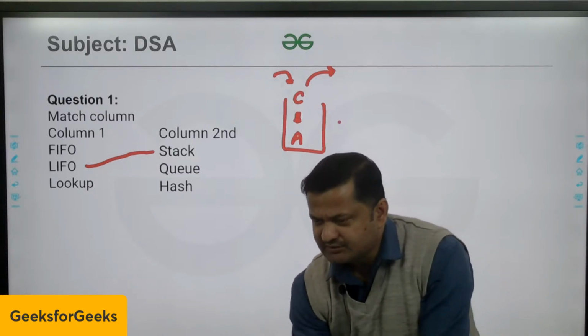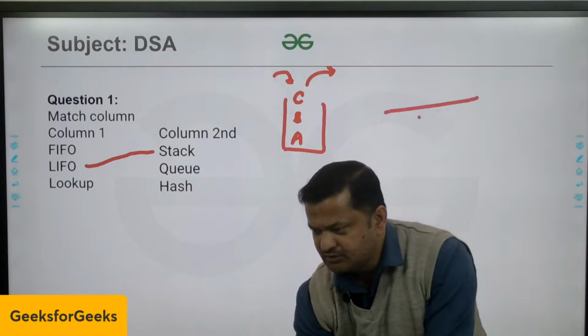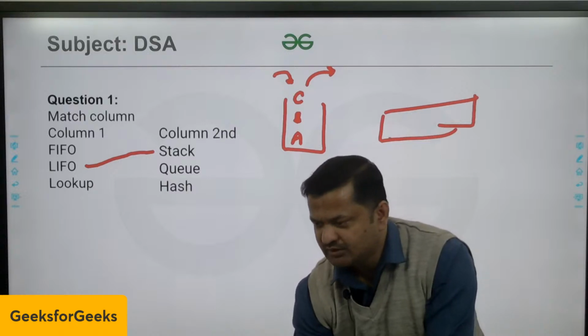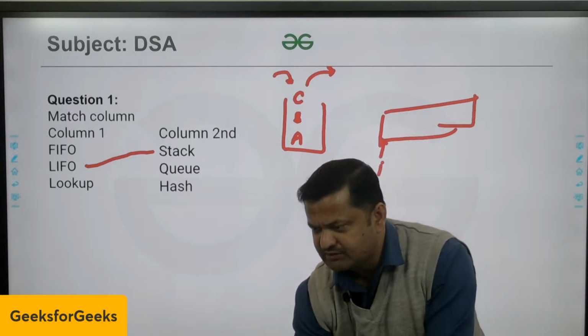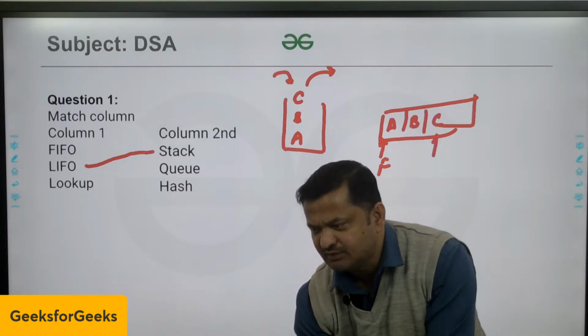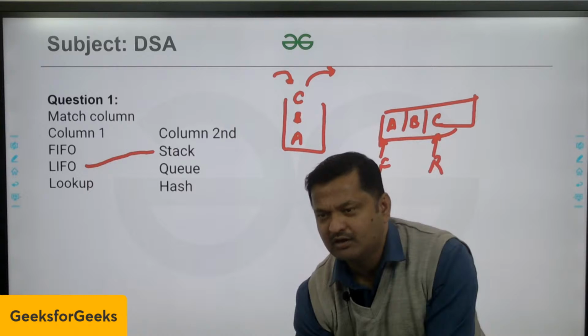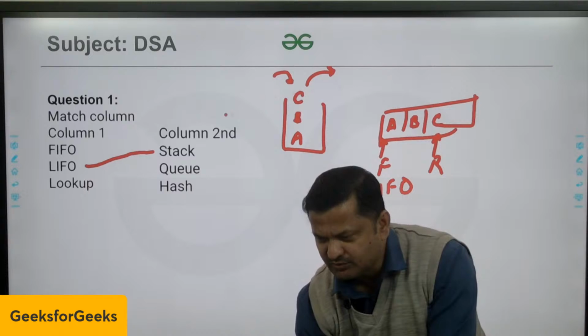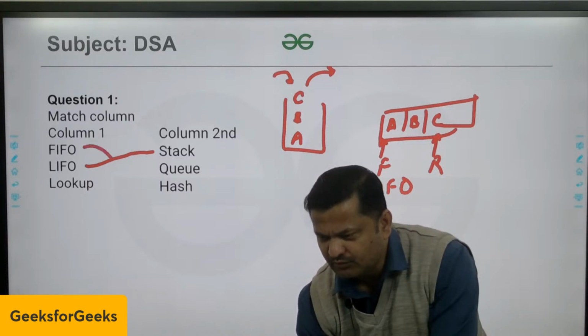And if you look at the second option, we have a queue. In a queue, whatever element is inserted first will be removed first, and that works on the front and rear concept. Let's say A is inserted first, then B, then C. C will be the last element, which is indicated by rear. So it is nothing but first in first out, and FIFO is going to be connected with the queue.